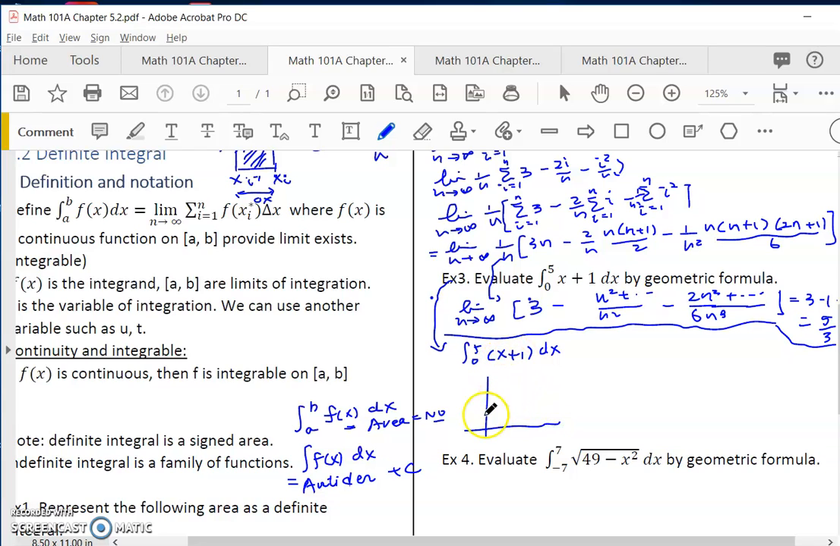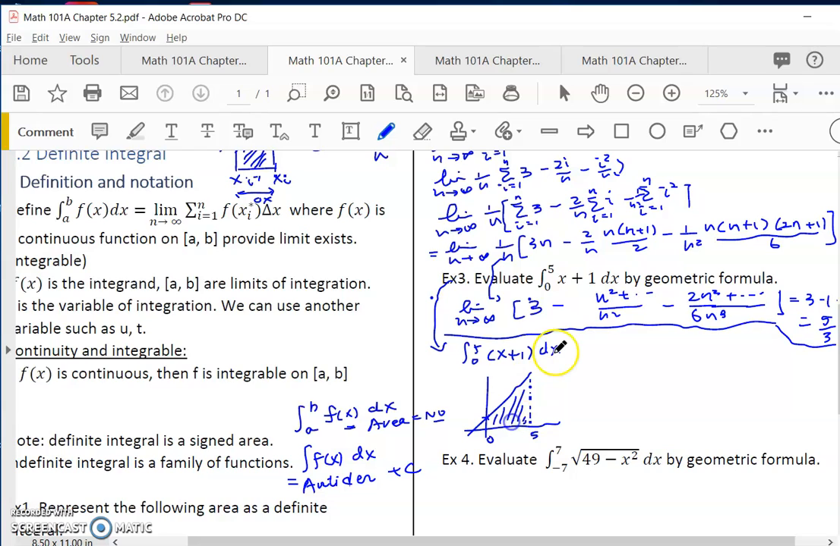How do I graph x plus 1? The y-intercept is 1 and then you rise 1 over 1. It's a straight line like that. And then I want to find the area from 0 to 5. That's how I interpret the definite integral: a, b is here, this is the function, and this is the area under the curve from 0 to 5. I want to find this area.